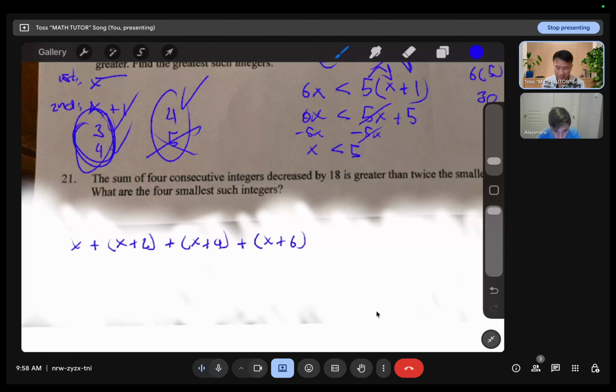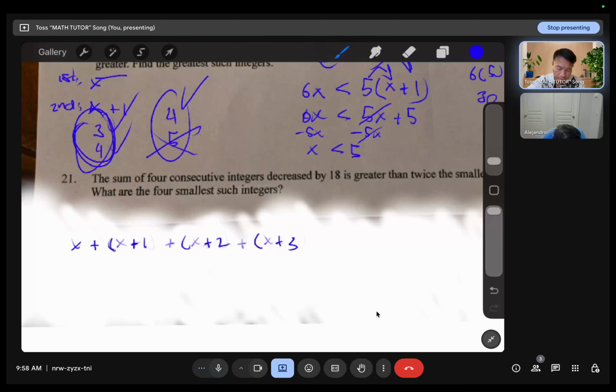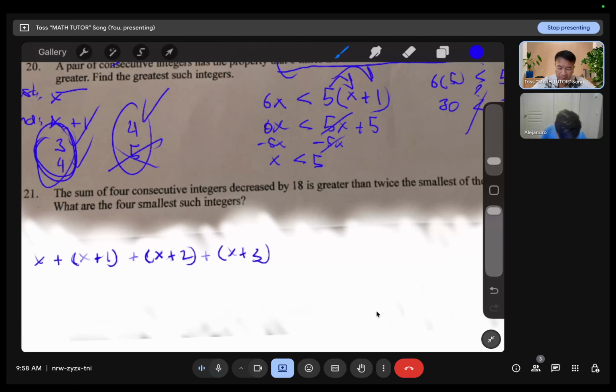I want you to help me for the rest of it. Wait, did I do this right? No, it's consecutive integers, not consecutive even. Sorry. I got stuck on even and odd here. So it's x plus 1, x plus 2, x plus 3 for the other ones. There you go. 4 consecutive integers. Don't make it too harsh. But tell me the rest. How do you do it?